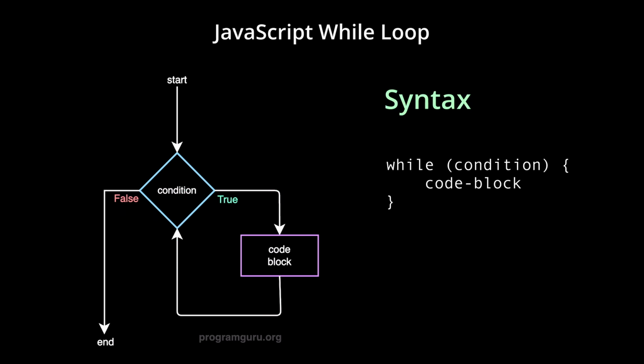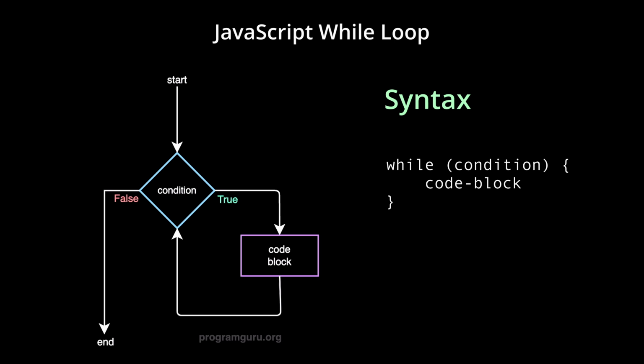This is the syntax of while loop in JavaScript. It starts with a while keyword, followed by a condition enclosed in opening and closing parenthesis. The condition should evaluate to a Boolean value of true or false. The body of while loop, which is code block, is enclosed in curly braces after the condition part. The curly braces are optional if there is only one statement inside the while loop. But please remember that using curly braces increases the readability of the program.